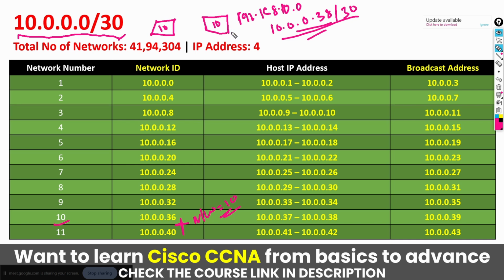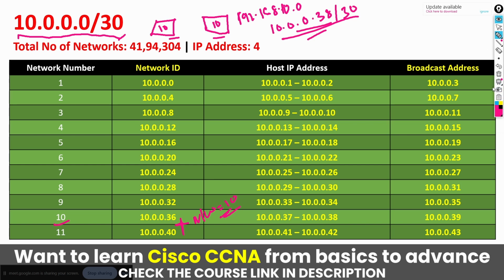Just do this subnetting and tell me how I will get 10 IP addresses here. Can you tell? Can you answer? My main requirement is that on each network I need 10 IP addresses. Tell me how you will do it.